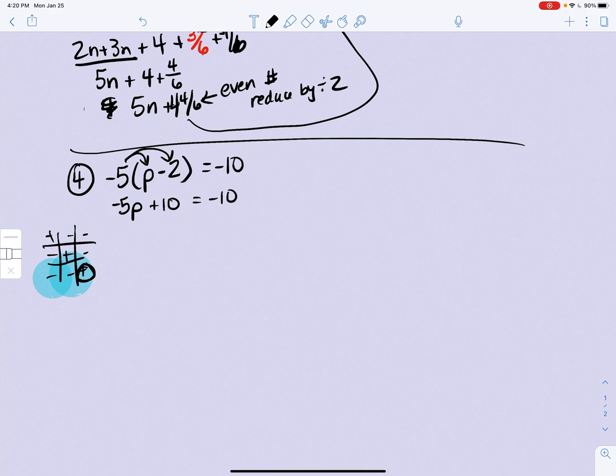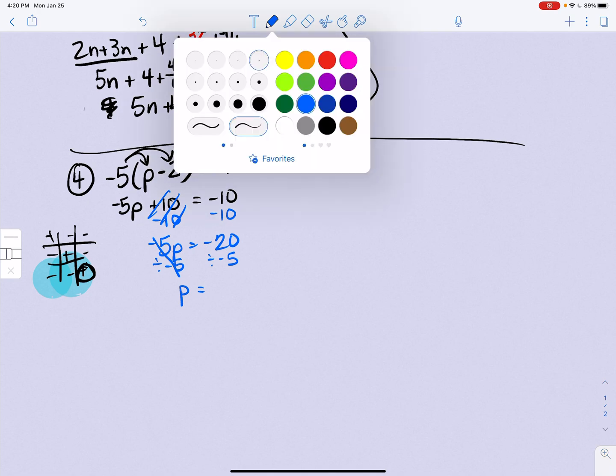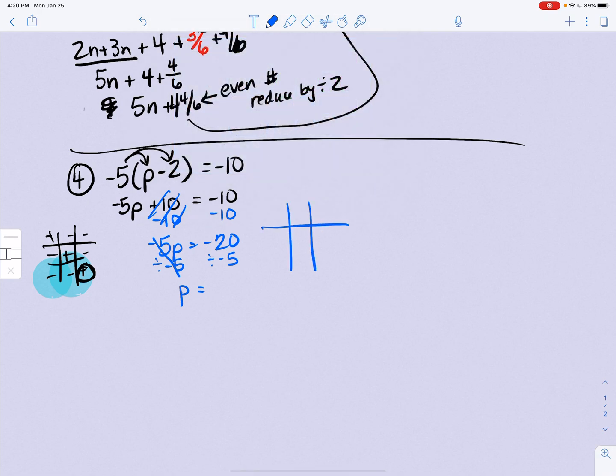So in order to move to the other side, I'm going to subtract 10 from both sides. You're going to get -5p equals, because these eliminate, -20. Going to divide both sides by -5. That eliminates this. You're left with p equals 20 divided by 5. I'm going to do my tic-tac-toe again just to make sure. 7th graders have to think.